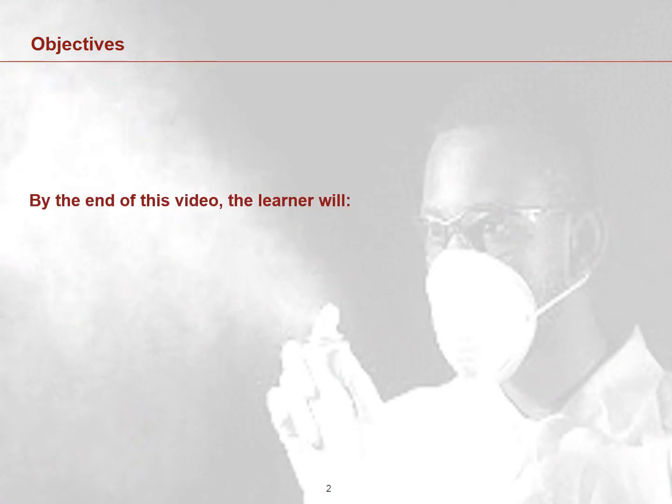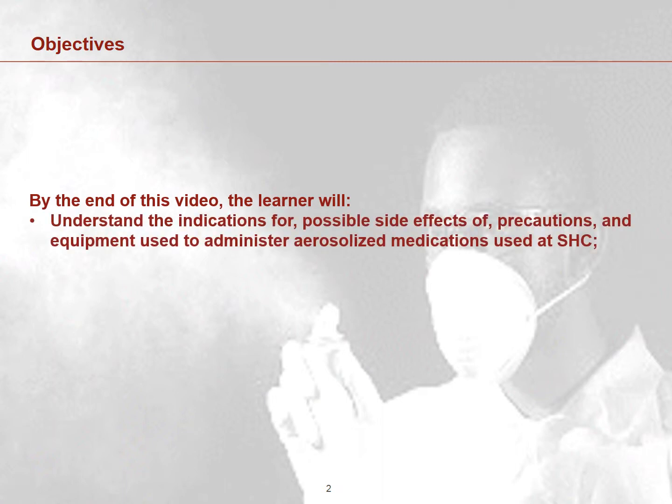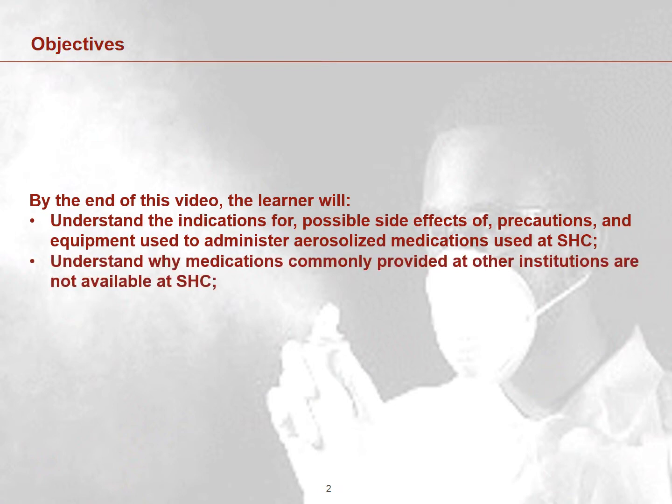By the end of this video, the viewer will understand the indications for commonly ordered nebulized medications. The potential side effects and the precautions one should use when administering these medications will also be discussed. The learner will review what type of equipment should be used for the administration of each of the nebulized medications. The learner will also be able to explain why some medications, which are commonly given at other facilities, are not offered on formulary at SHC. Finally, the learner will review the correct method to prepare colistin for nebulization.